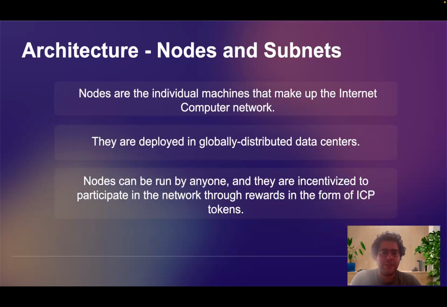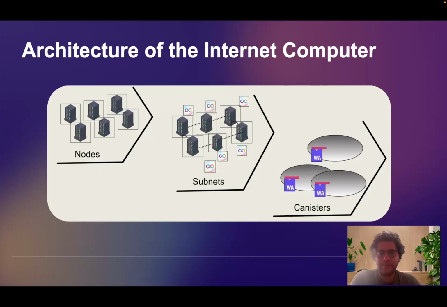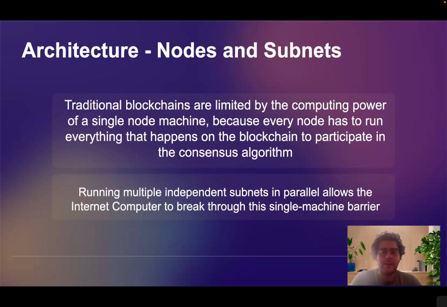Nodes are the individual machines that make up the Internet Computer, and they are deployed in globally distributed data centers. Nodes can be run by anyone, and they are incentivized to participate in the network through rewards in the form of ICP tokens. So our canisters are deployed on subnets, and our subnets work on node machines. Traditional blockchains are limited by the computing power of a single node machine because every node has to run everything that happens on the blockchain to participate in the consensus algorithm. Running multiple independent subnets in parallel allows the Internet Computer to break through this single machine barrier.